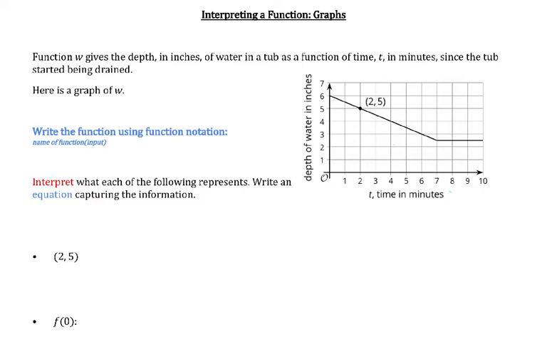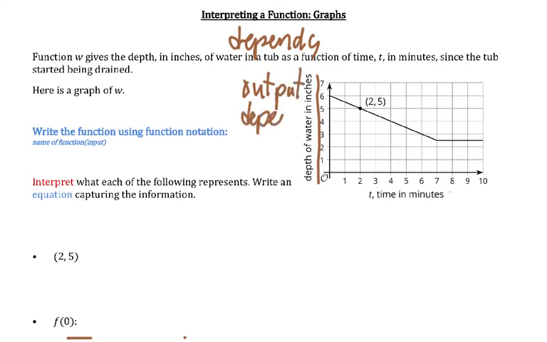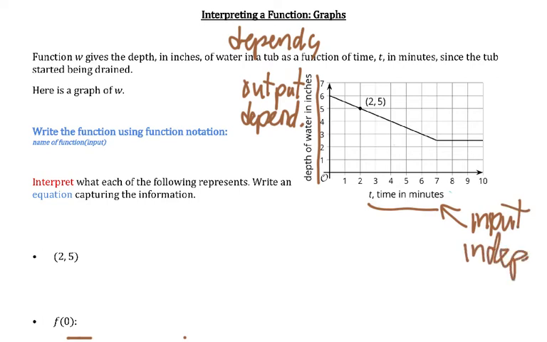So I'm just going to erase this because I want, again, to go back and think about it. Okay, function W, name, gives the depth in inches of water in a tub as a function of time. So that means that the water in the tub depends on the time. So think about it. Over time, the water in the tub goes down. So depth of water in inches, remember, this is the output. This is the dependent variable. Time is the input. It is the independent variable.